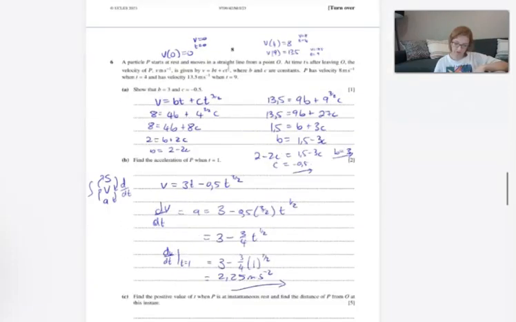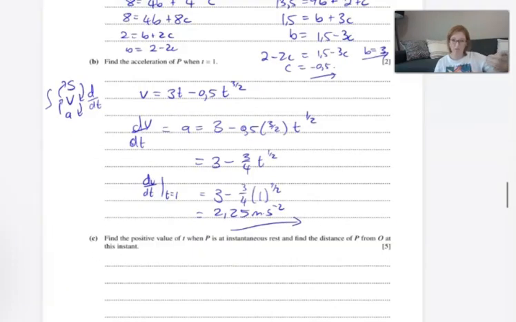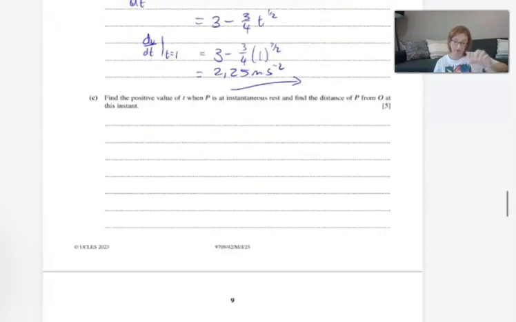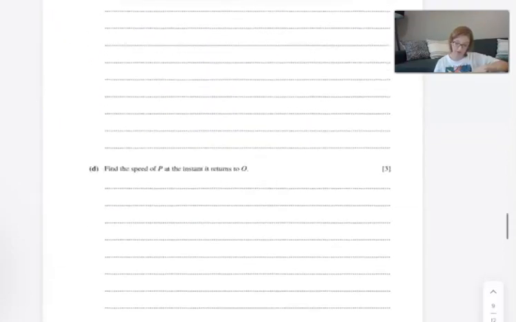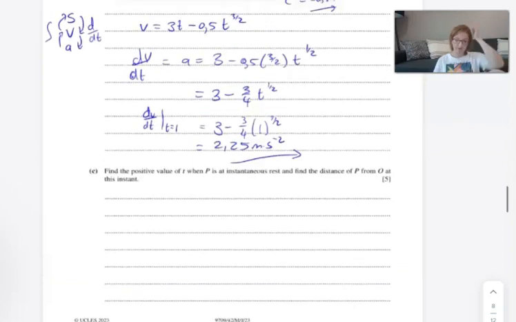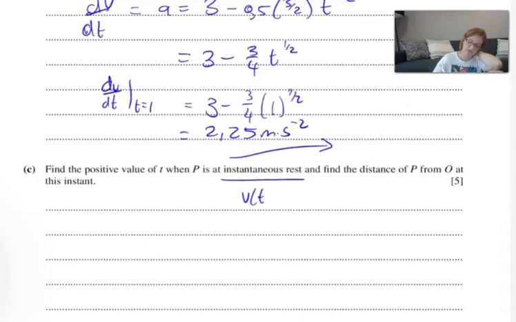All right, also a straightforward question. So the first one was 1 mark, then 2 marks. Now we've got a 5-mark question. Okay, let's see what it is. Find the positive value of t when p is at instantaneous rest. Okay, instantaneous rest, that's when my velocity is equal to 0. Find the distance of p from 0 at this instant.